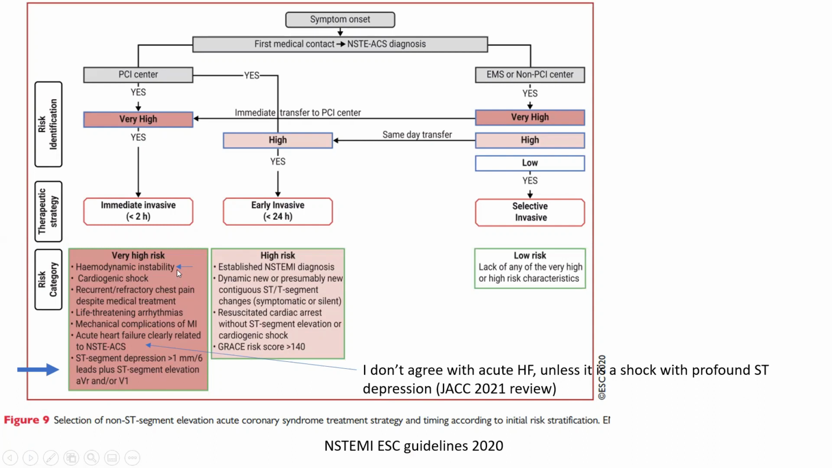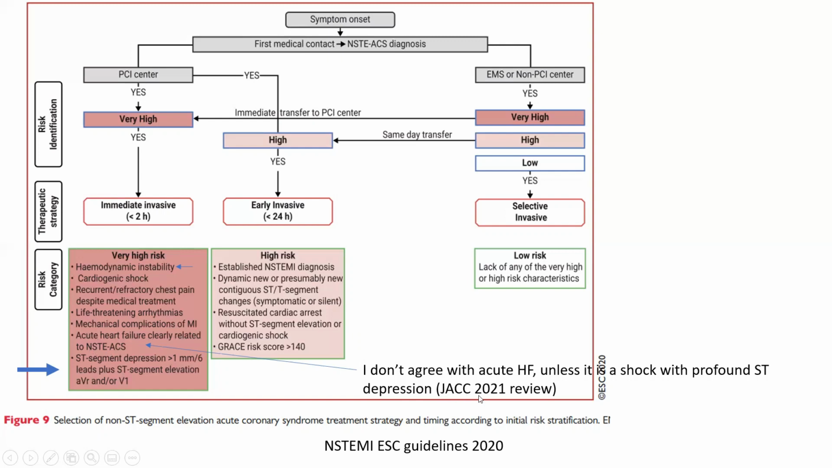So hemodynamic instability, you have to be careful. Not every shock qualifies for urgent cath. You have to make sure it's cardiogenic shock, and typically it will be a shock associated with profound ST segment abnormality, whether ST elevation or ST depression. So shock with profound ST depression, that's another indication for urgent cath. Heart failure, they put it in all guidelines as an indication for urgent cath, but I don't agree with that.